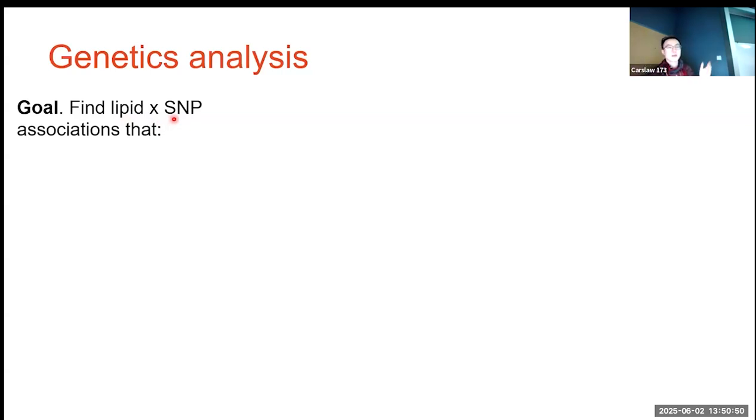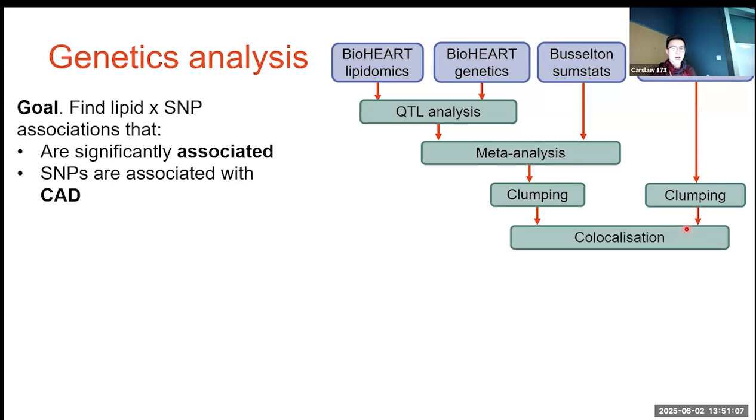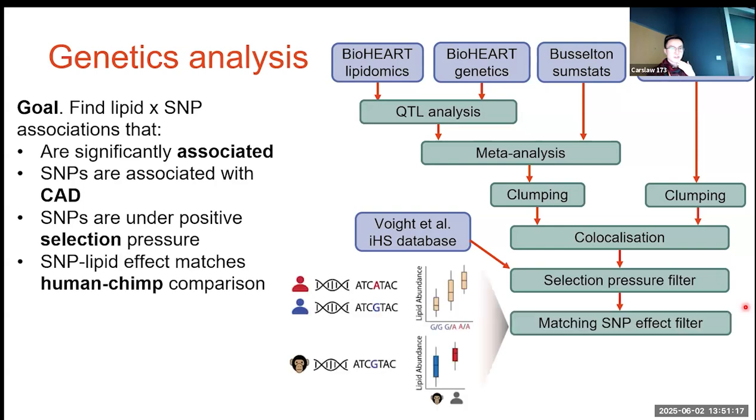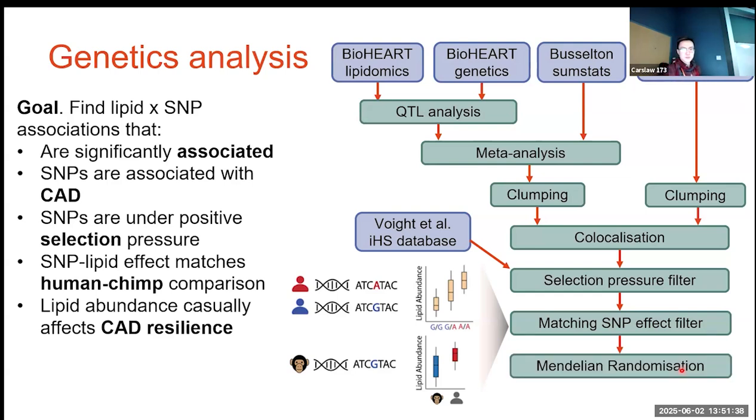So there's a lot to start with, but we're trying to find the ones which are, firstly, like we have evidence to say that they're associated, and we sort of combine some data sets to do that. We want the SNPs to be associated with coronary artery disease. So we have to use information from another data set. And then we also look for SNPs that are under positive selection pressure. So that would be affected by evolution. So we use another data set to help us with that. And then we look for ones where the effect that the genetics has on the lipid matches the comparison between humans and chimps. And then we filter to those where the lipid abundance is associated with coronary artery disease. And so that was our workflow.